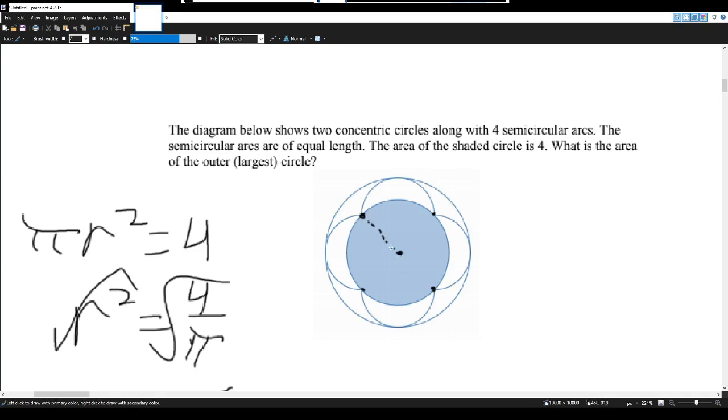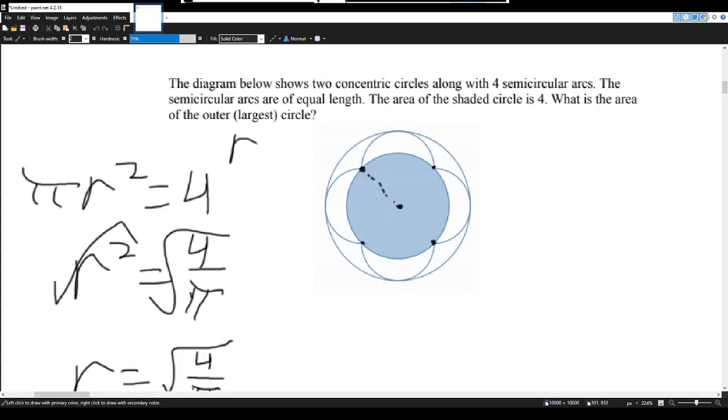Because we know that any point on the edge of the circle to the center of the circle is the radius. That's pretty much the definition of a circle. So we have this distance. I'm going to call this R1, I guess. So that's R1, and we know that distance. So now we know this is also R1.